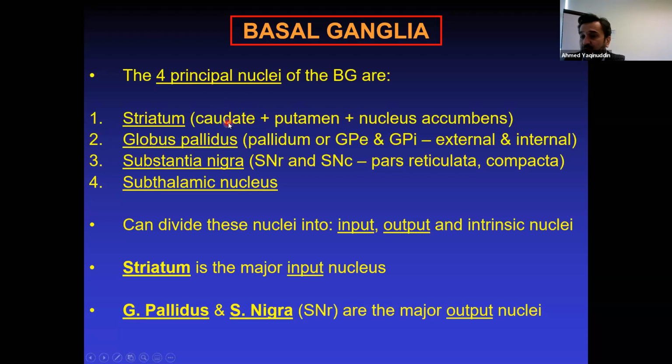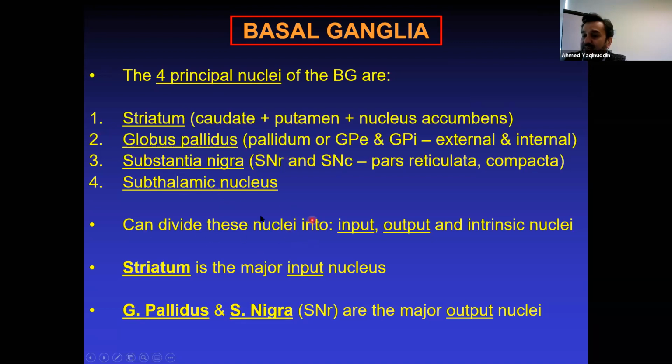Striatum, which includes caudate, putamen, and nucleus accumbens. Globus pallidus, which includes globus pallidus externa and globus pallidus interna. Substantia nigra, which is a dopamine-containing set of neurons in the midbrain. They include substantia nigra reticulata and compacta, and then the subthalamus.